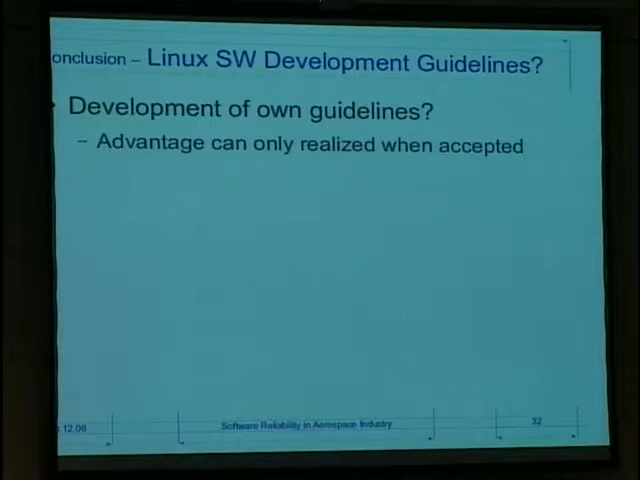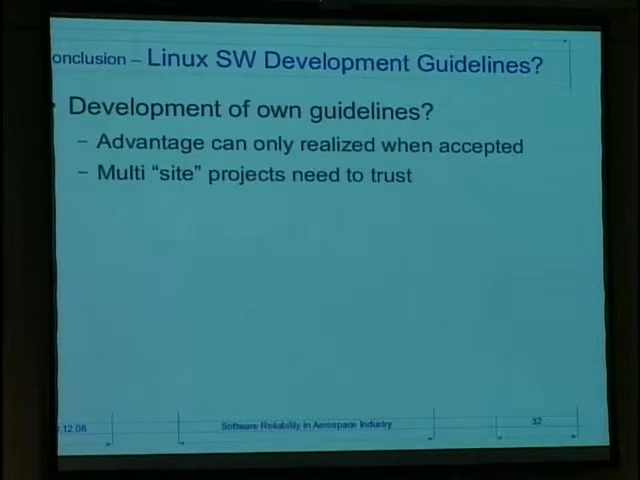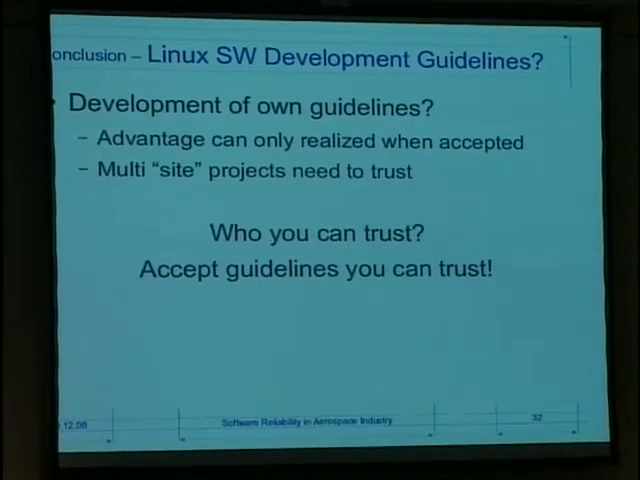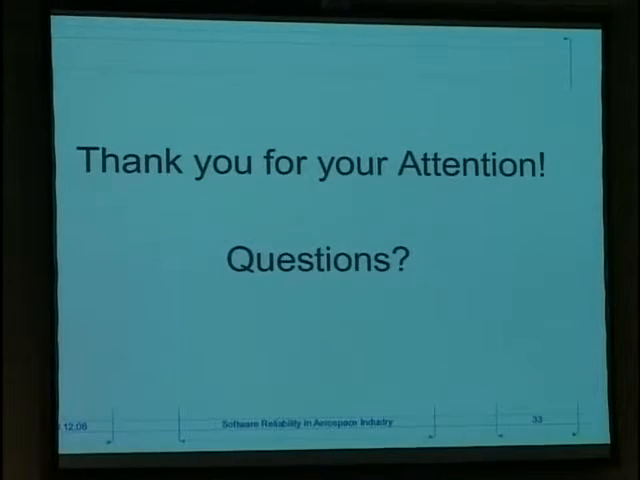And the advantage of that is if it's accepted by everyone, then you can use them for multi-site projects. Multi-site in case of multi-components, multi-area, whatever, because they need to trust. If I'm using a component for my critical application, I have to trust all underneath components. So just to conclude, who you can trust: I think accepted guidelines you can trust. But the guidelines are to be developed. I don't see that they currently exist. So that's it. Thank you for your interest.